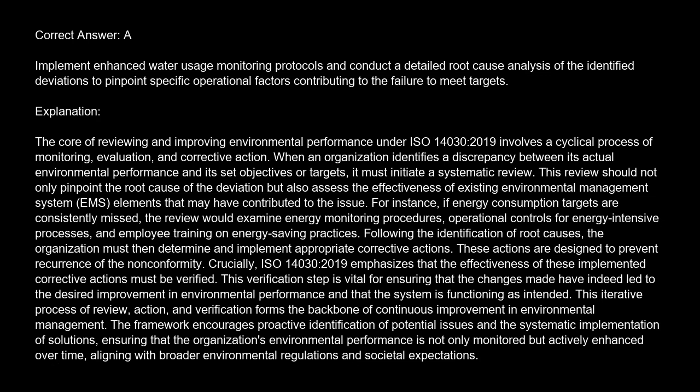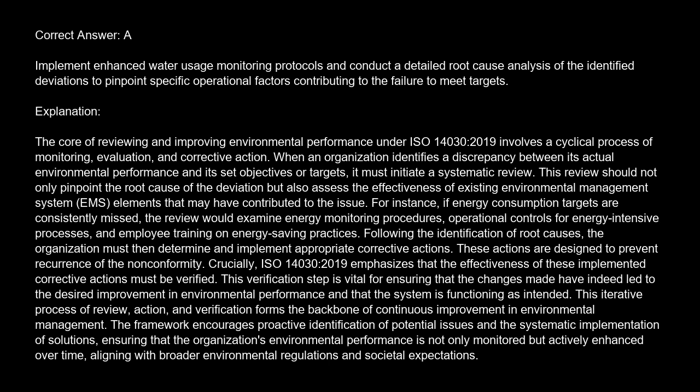Correct answer is A. Implement enhanced water usage monitoring protocols and conduct a detailed root cause analysis of the identified deviations to pinpoint specific operational factors contributing to the failure to meet targets. Explanation: the core of reviewing and improving environmental performance under ISO 14030, 2019 involves a cyclical process of monitoring, evaluation, and corrective action. When an organization identifies a discrepancy between its actual environmental performance and its set objectives or targets, it must initiate a systematic review.